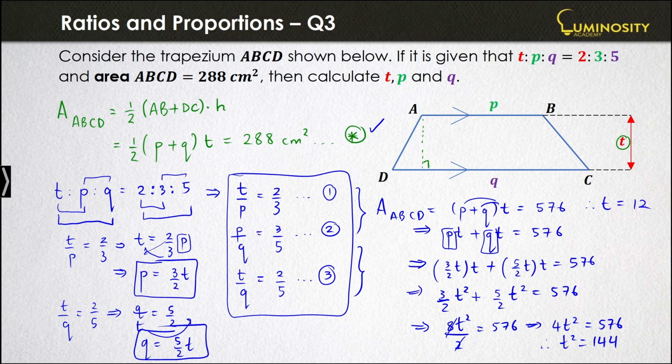But I'm not going to use negative 12 because of the context of the question. T is a perpendicular height of a shape, so it doesn't make sense to be negative. So I take positive 12.